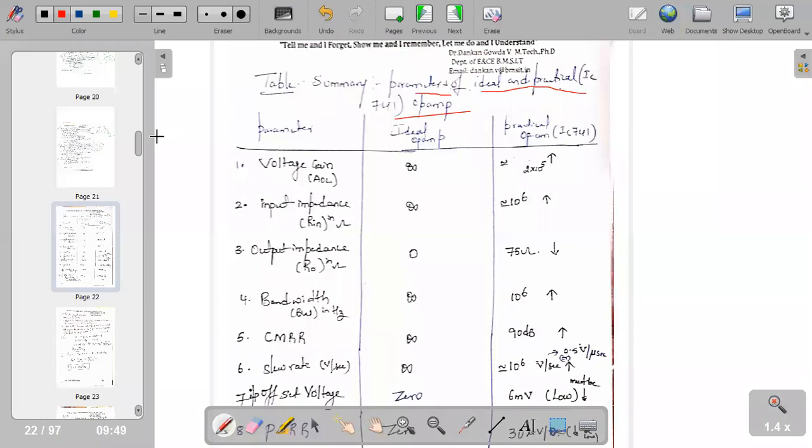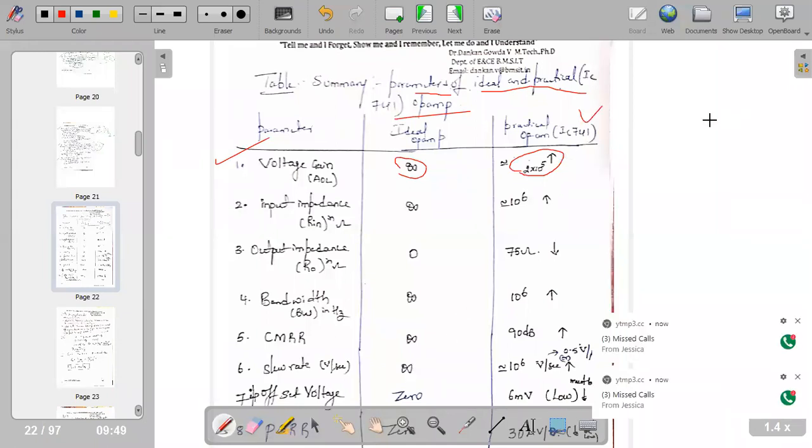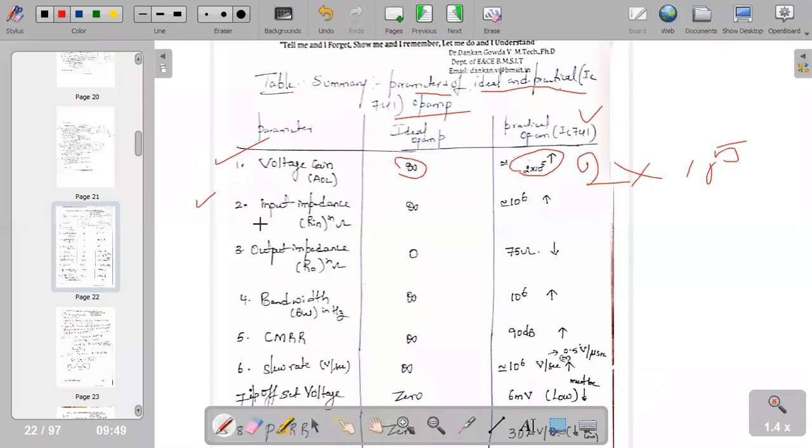The first parameter, as I told, is voltage gain. For an ideal op-amp it should be infinity, but practically it is a very large value. For an IC 741, the value is 2 into 10 power 5. Next, the input impedance of an op-amp. Ideally it is infinity, but practically it is of the order of 1 mega ohm, which is 10 power 6.